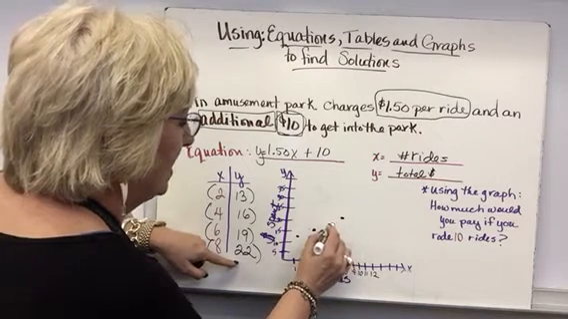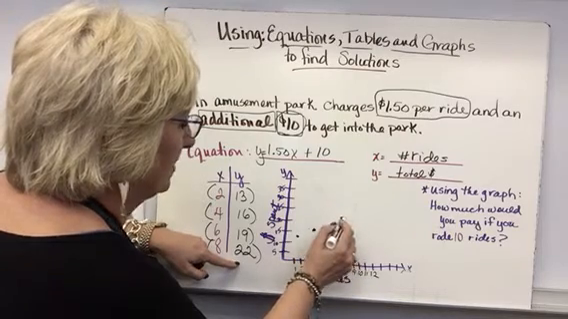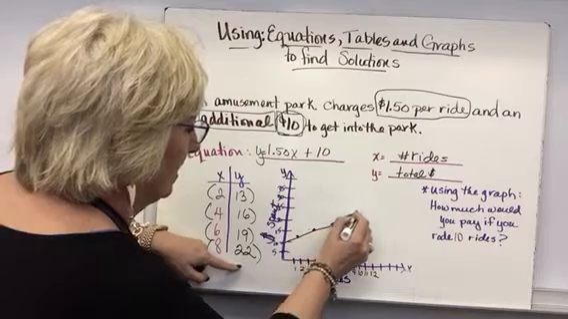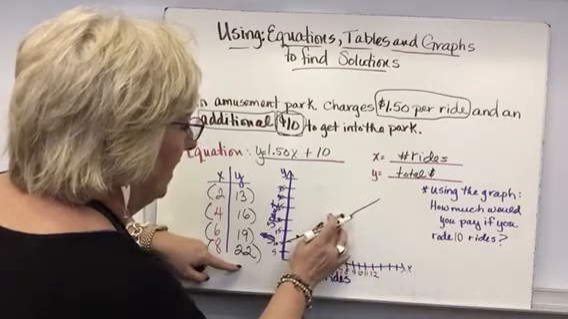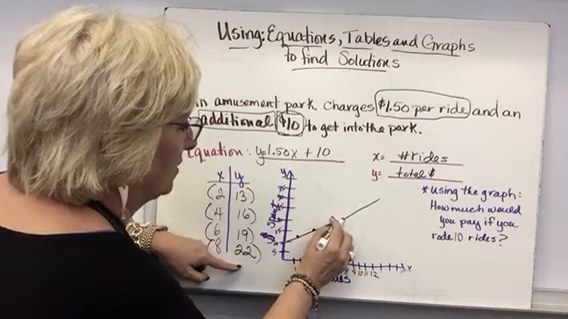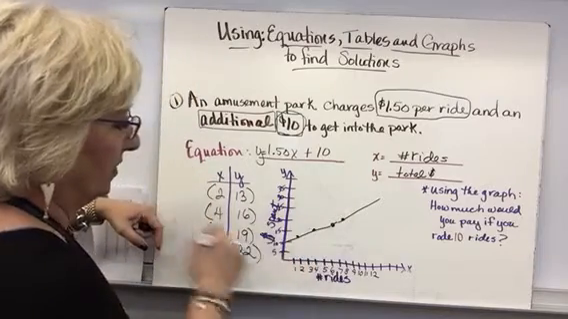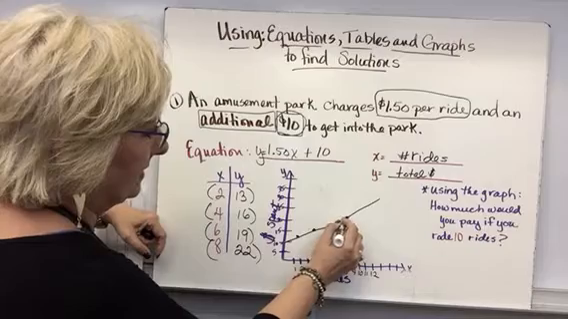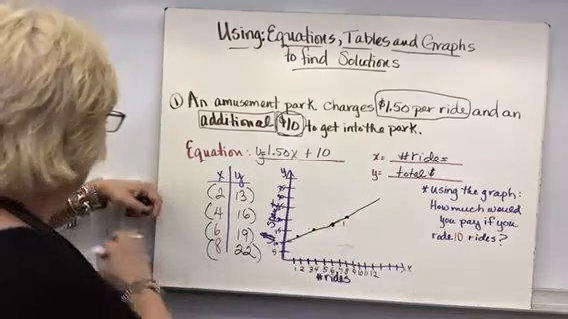So if I had to take this and draw a straight line to connect my dots, it should look something like this. And of course, because I'm not using the actual graph paper, this is looking a little cattywampus. But that would be my straight line.